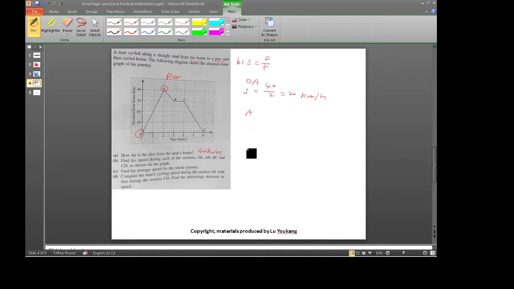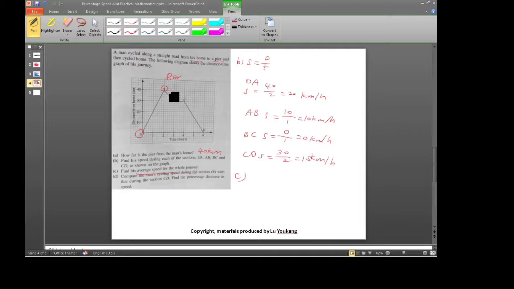AB, distance traveled is 40 minus 30, which is 10, over a period of 1 hour. Therefore, you get the speed 10 kilometers per hour. Now, let's take a look at BC. There is no distance traveled at all because it stays flat, and 0 over 1, therefore 0 kilometers per hour. CD, the distance traveled is 30 minus 0, which is 30 kilometers over a period of 2 hours. Therefore, you get 15 kilometers per hour for this section.